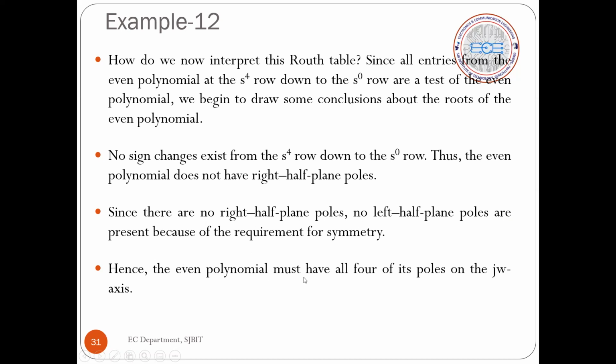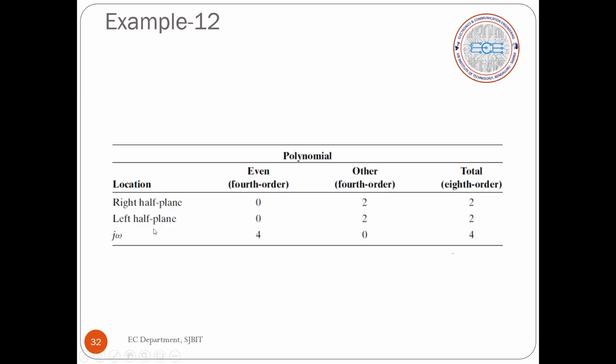Hence the even polynomial must have all four of its poles on the j omega axis. Okay, so all four we found on the j omega axis. That is the conclusion we draw. These results are summarized in the following table. Right half of the s plane from s power 4 and below we don't have, because of the symmetry. To the left we don't have, to the right we don't have. Whatever four roots we are supposed to have, we have on the j omega axis.